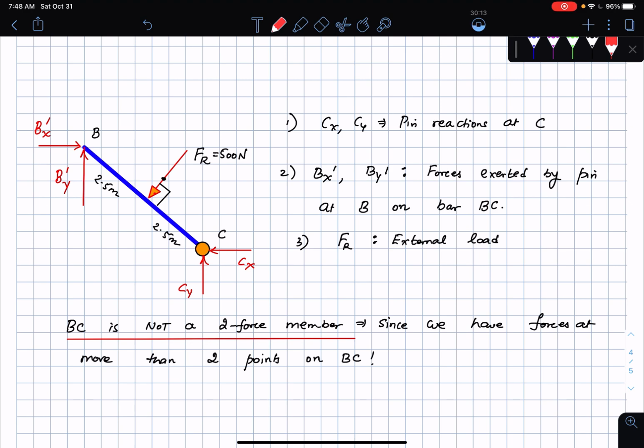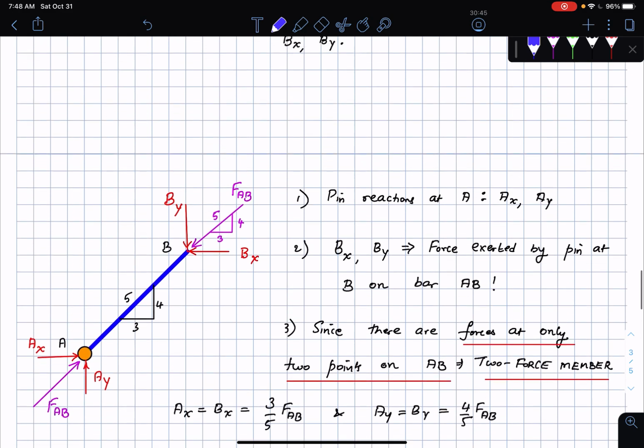Okay, so these are the forces. At the point C, I have Cx and Cy. These are your regular pin reactions. At the point B, I have Bx prime and By prime, which is the force exerted by the pin at B on the bar BC. And then I have this equivalent force of 500 newtons, which is acting due to the distributed load that was acting on the bar. That's an external force. Okay, forces at more than 2 points. That's why this is not a two-force member anymore, since we have forces at more than 2 points on the bar BC: at the point B, point C, and then some point in the middle.